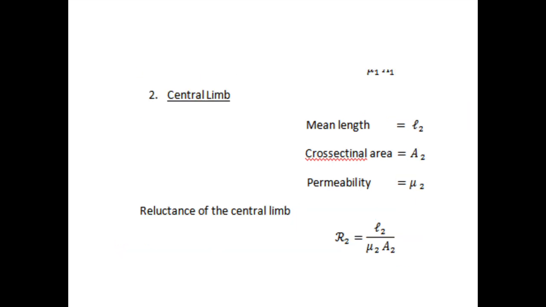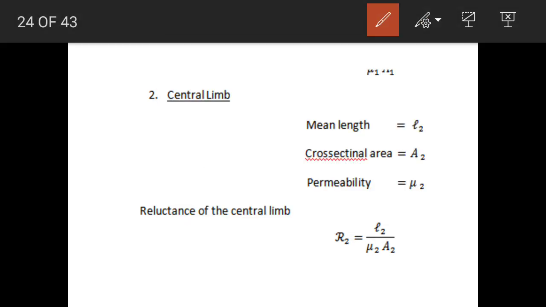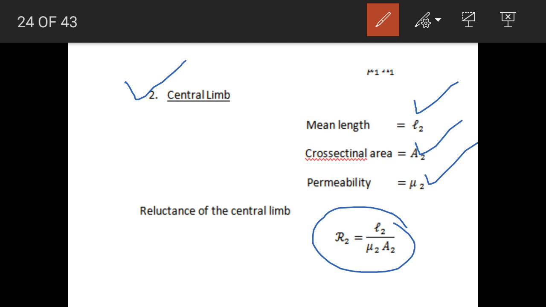We consider material number 2, which is known as the central limb of the magnetic circuit. The mean length of this material is L2, the cross-sectional area of this material is A2, and the permeability of this material is mu2. So we can calculate the reluctance of this material with the help of this particular equation. R2 will be equal to L2 over mu2 A2.